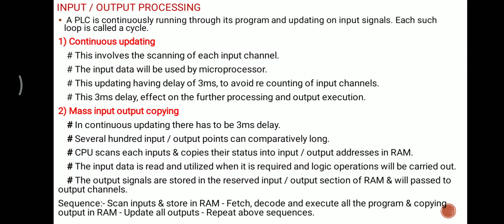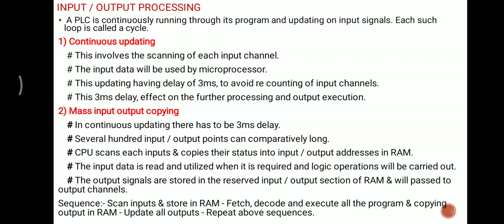So in continuous updating, the scanning of the input channel takes place. It will collect all the data from the input channels and give it to the microprocessor for further programming action. But this takes a system delay of 3 microseconds, and this affects the execution of the program and the giving of output signals to the output channel. This 3 microsecond delay is a point to highlight in continuous updating.